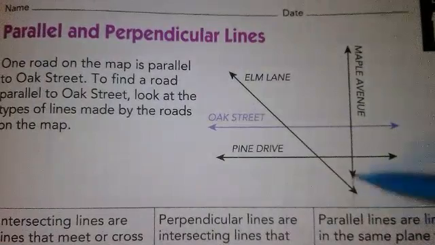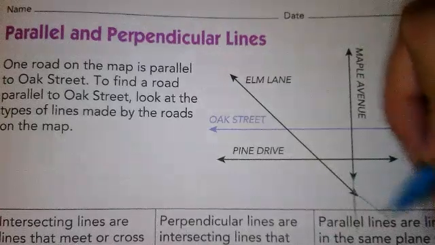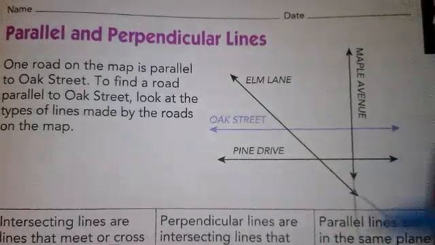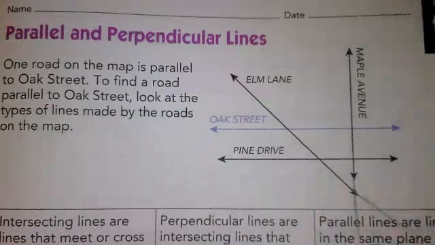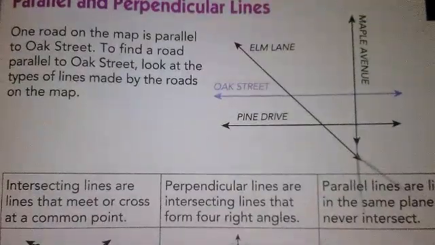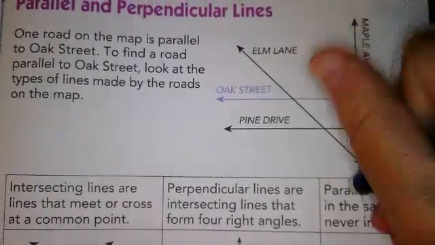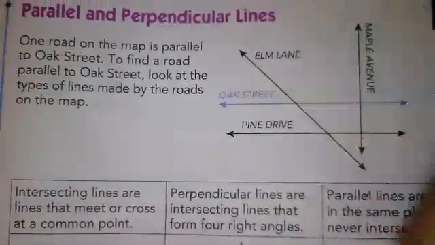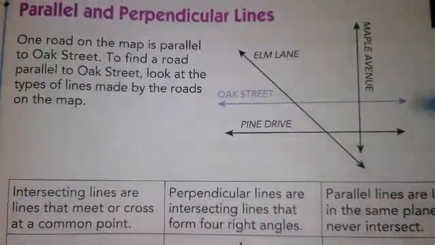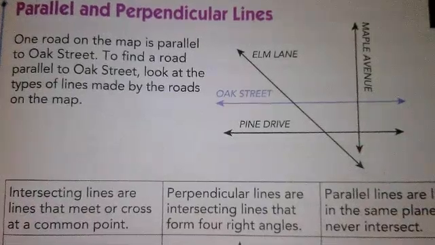I'm going to keep Maple Avenue coming down here. And I'm going to send Elm Lane going down there. And oh my goodness, what happened? They intersected. Did they intersect perpendicularly? Meaning, are there right angles at this intersection? No, so they're not perpendicular, but they are intersecting. So even though the picture doesn't show you their intersection, you can imagine that these lines keep going, and you're going to see that they do indeed intersect. Does that make sense? Okay?